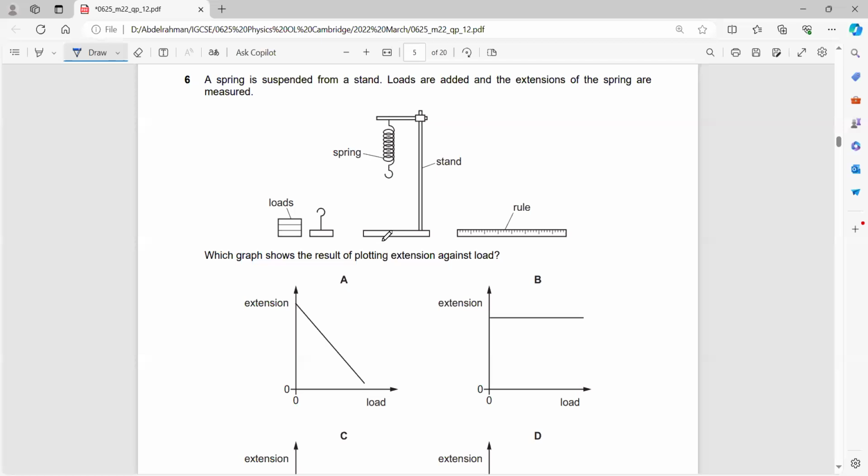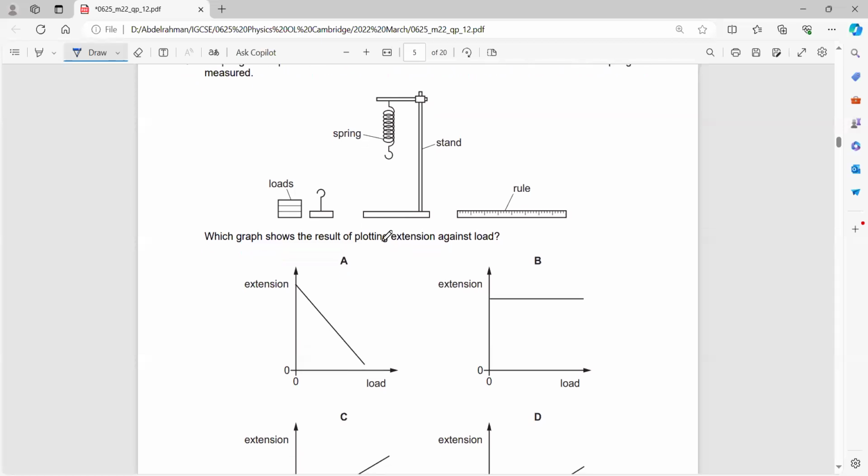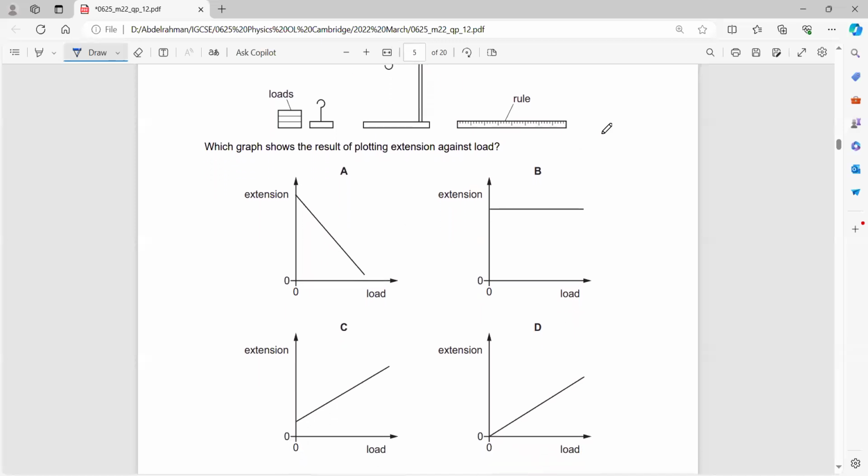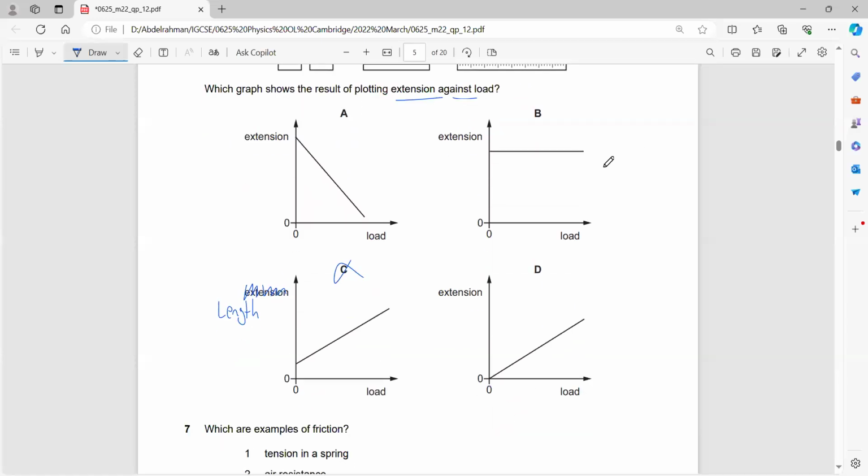Yeah. This is an easy graph as well. We have a spring, we have some loads. Which graph shows the result of plotting the extension against the load? The extension and the load. Yes, the extension and the load. It cannot be C. Why can't it be C? Okay, C would have been right if this was the length and the load. If it was the length and the load, it would have been right. But the extension and the load have to be directly proportional.